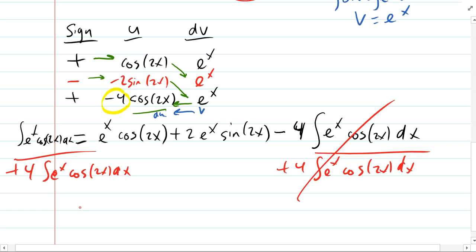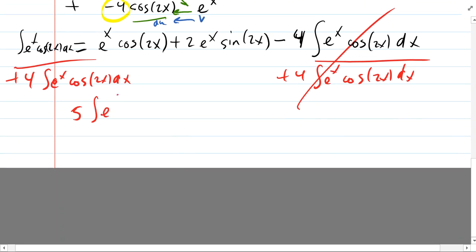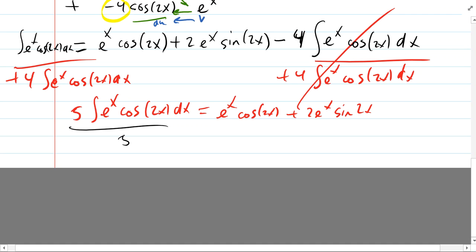Goes away. Do I have 5 integral of e to the x cosine of 2x dx is equal to e to the x cosine of 2x plus 2e to the x sine of 2x, right? Wow. Well, and then what do you divide by? 5. And don't forget we add a plus c at the very end. We're only doing that at the very end after we've cycled through.